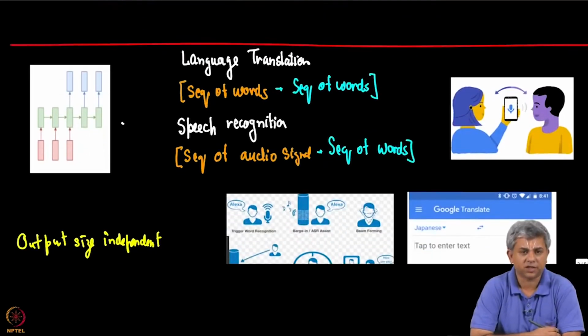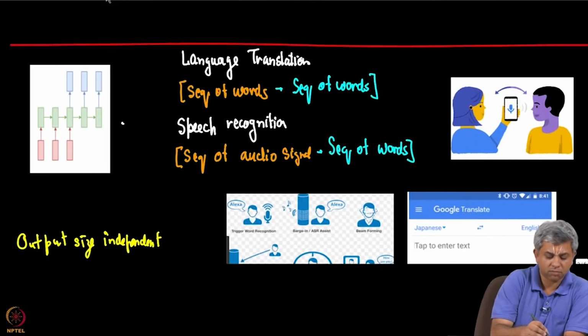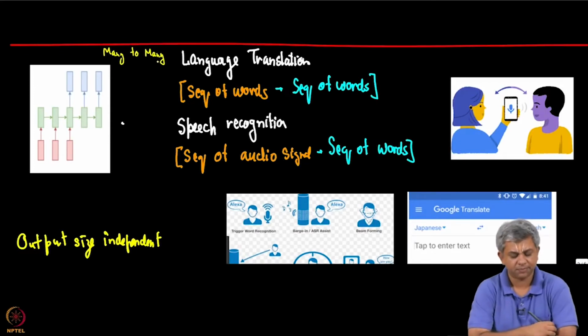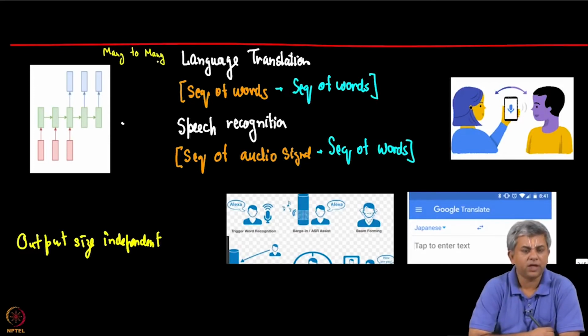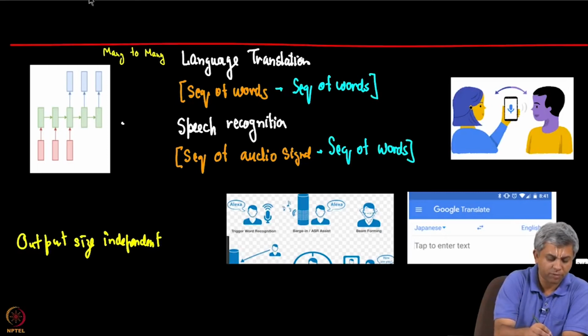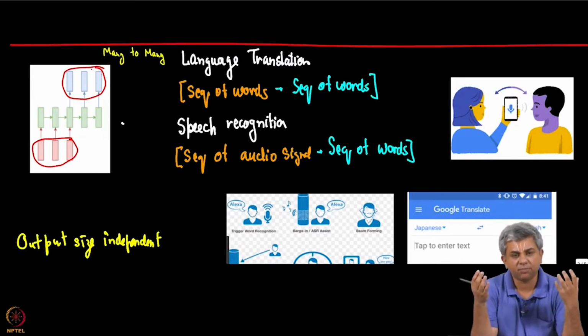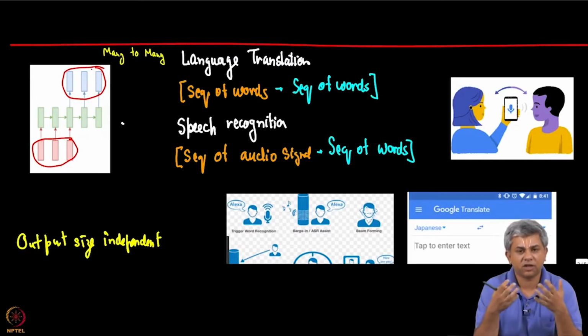The third kind of task would be many to many, and this itself splits into two. Okay. A many to many is such that you have a whole bunch of inputs, you have lots of outputs, but the outputs need not come simultaneously with the inputs. Further, the outputs need not have the same size as the input.